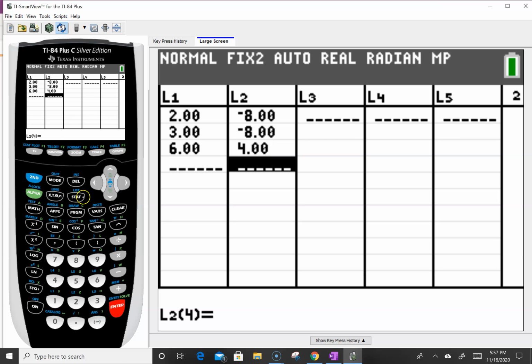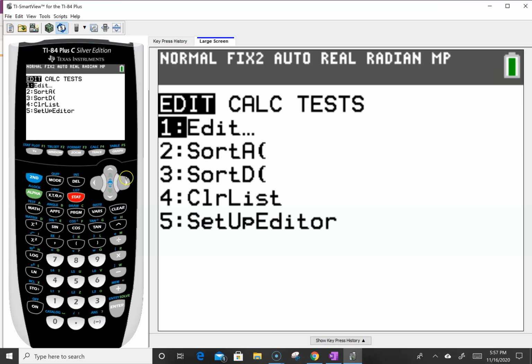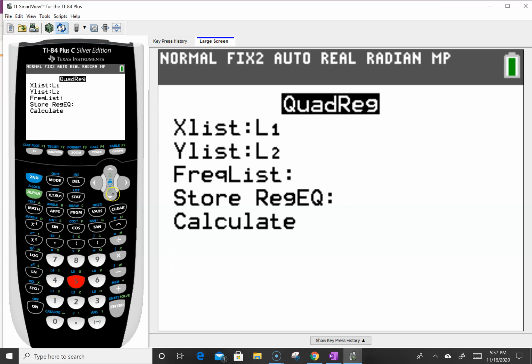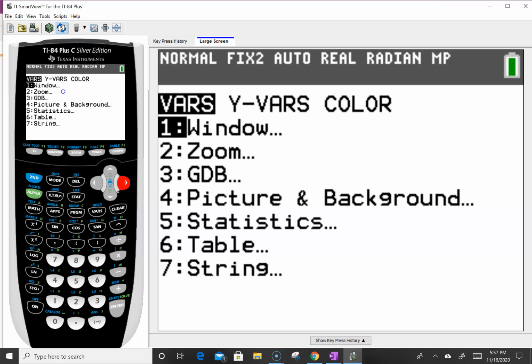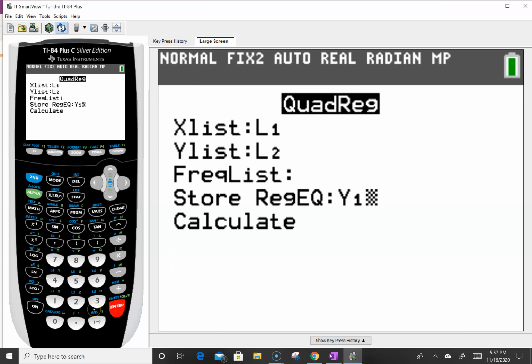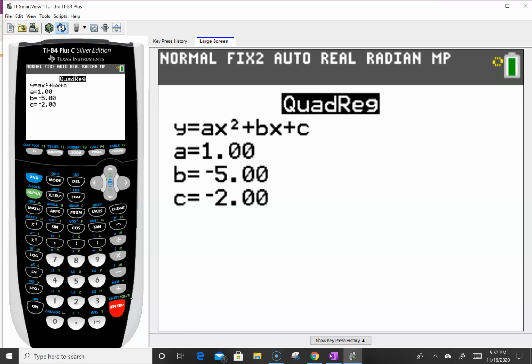All right, so now I go back to my stat menu. I want it to calculate quadratic regression, which is option 5. The x list is in list 1. The y list is in list 2. And now we need to store the regression equation. To do that, we're going to hit the variables button, go over to the y variables. We want a function, and we want y1. Then we're going to go down here and hit calculate.